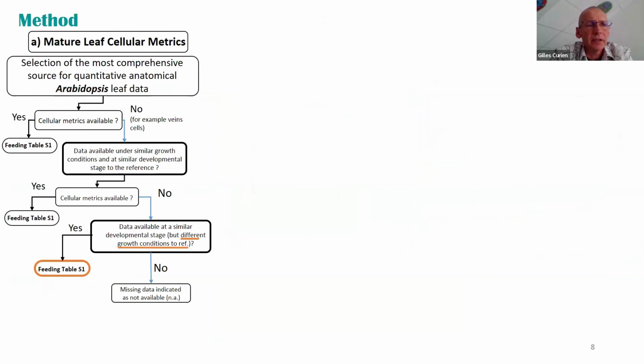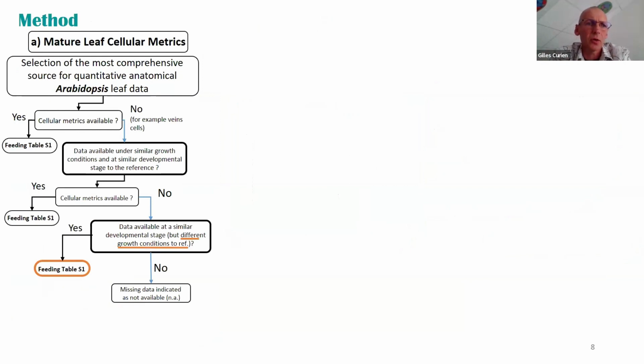So in terms of method, somehow the method was determined by the available information. So we selected this work because it was the most quantitative source of anatomical data for Arabidopsis leaf. So somehow this also determined the growth condition we chose. So we had this kind of, let's say, binary way to analyze data.